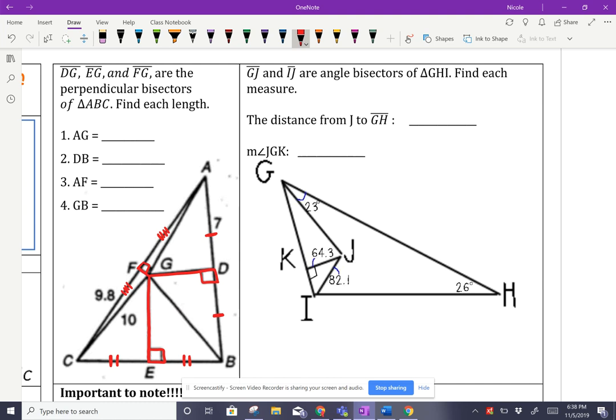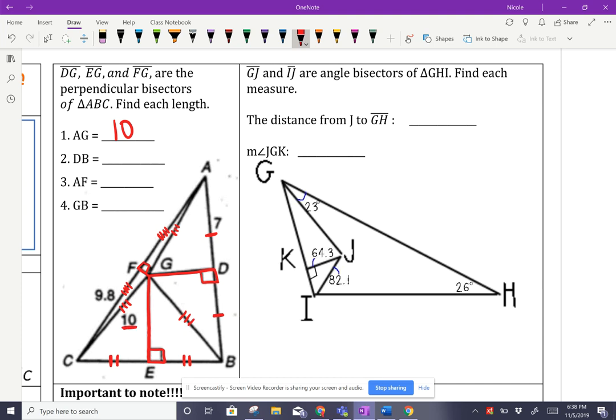I also know that from my circumcenter, which is the point where my perpendicular bisectors meet, down to my vertices of my triangle are also congruent to each other. So GB is congruent to GA and GC. So AG from my vertex A to the circumcenter G, that's going to be 10 as it is congruent to GC, which is listed as 10.